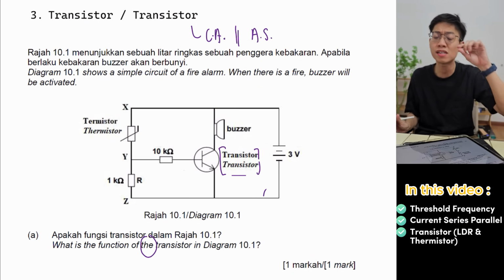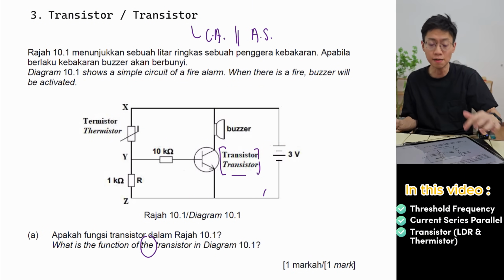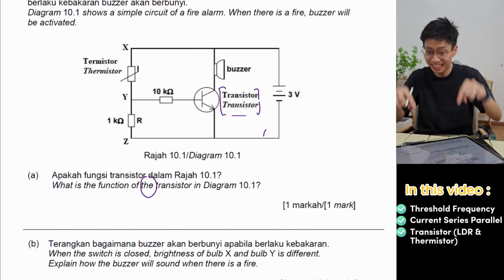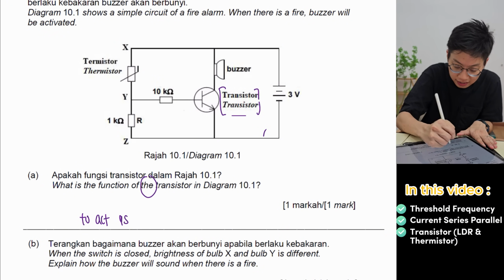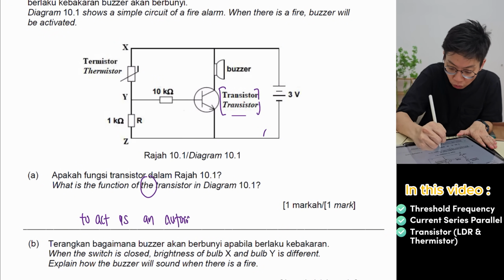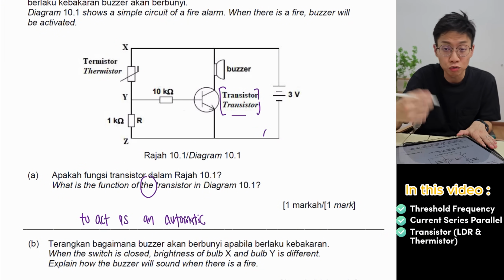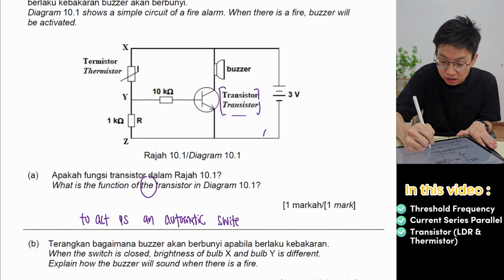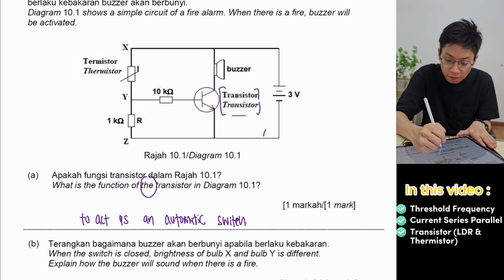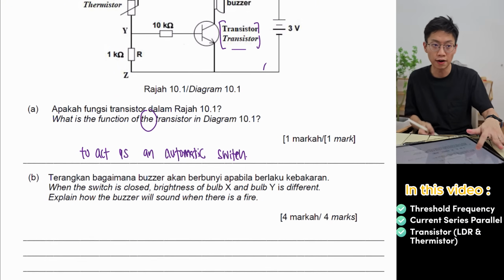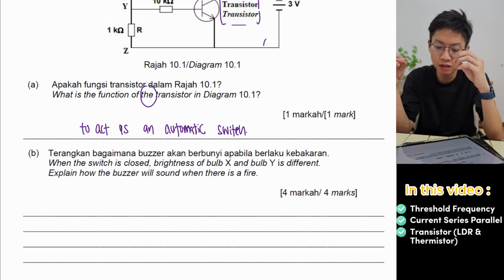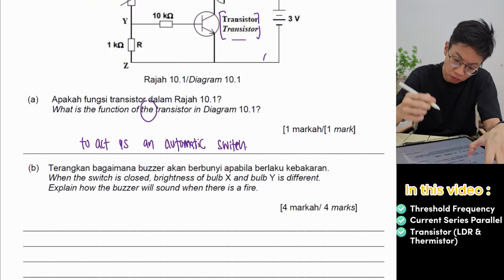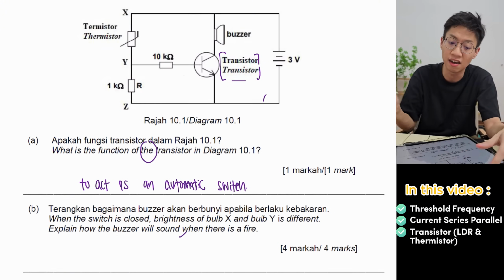So if they ask you what is the function of the transistor here, the function of this transistor here is to act as an automatic switch, or you can also call this an automated switch. Okay, now they want to ask why this buzzer will sound when there is a fire.